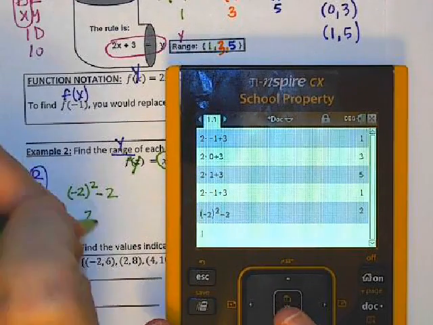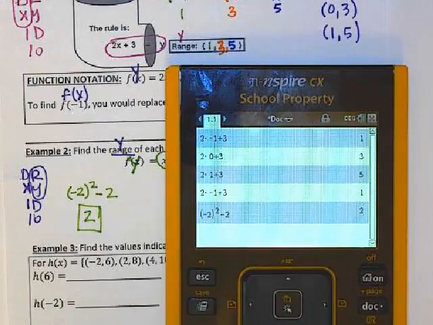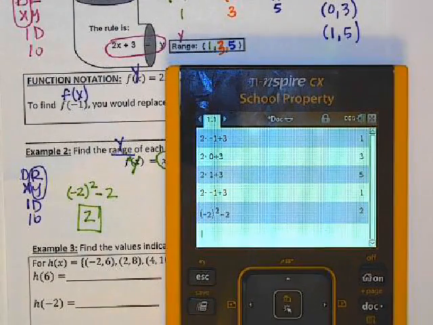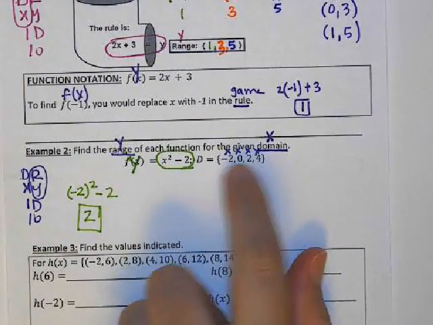So that's my first range. I'm going to put a box around it. That's my first y. And how many times do I have to do that? 4 times because I have 4 x's.